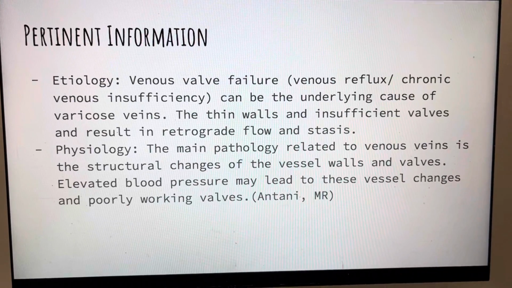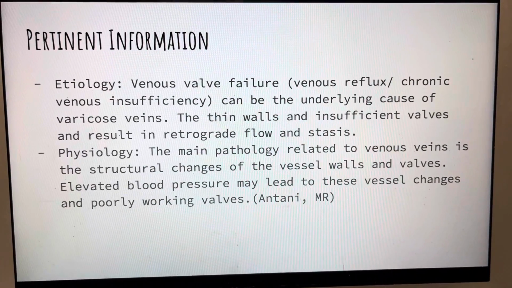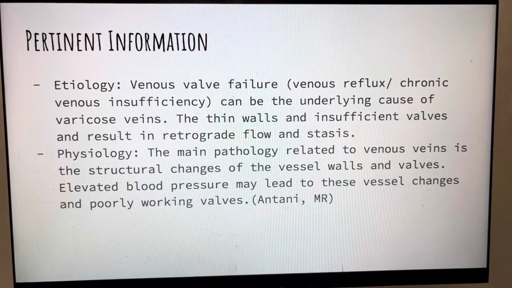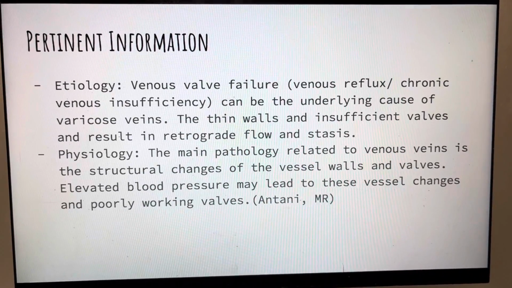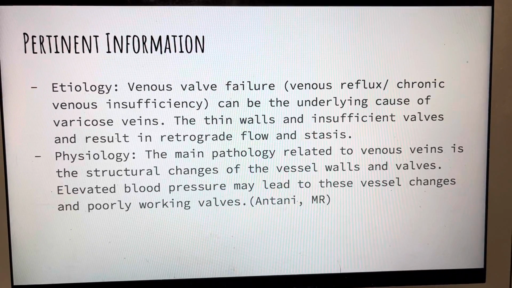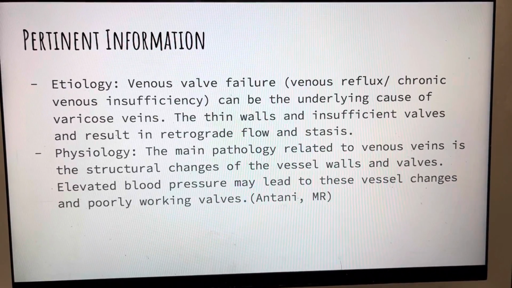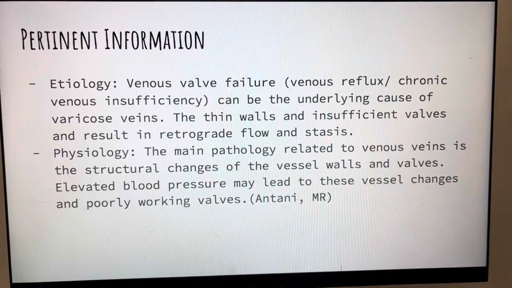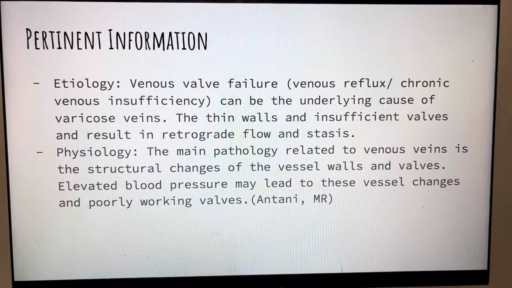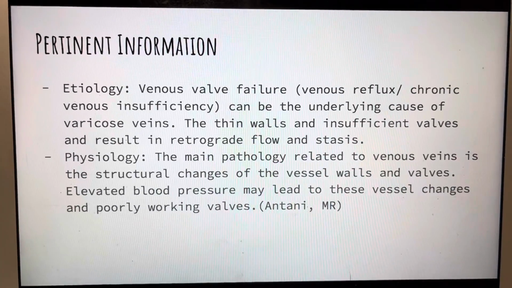The main pathology related to varicose veins is a structural change of the vessel walls and valves, and those structural changes are due to the venous reflux. And as well, elevated blood pressure may lead to the vessel changes and poorly working valves. So everything's kind of connected in a circle with this.